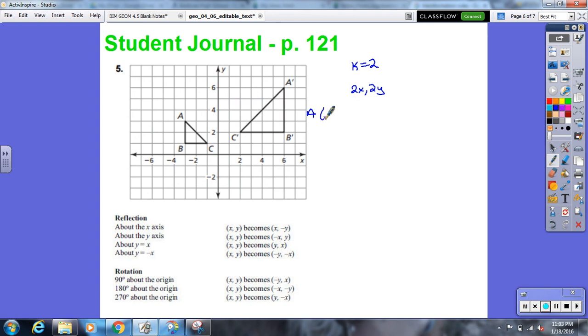So let's take the point A, which is at negative 3, 3, B, which is at negative 3, 1, and C, which is at negative 1, 1. And let's go ahead and see what they become after we dilate them. So I'm going to multiply by 2 and get negative 6, 6, negative 6, 2, and negative 2, 2.